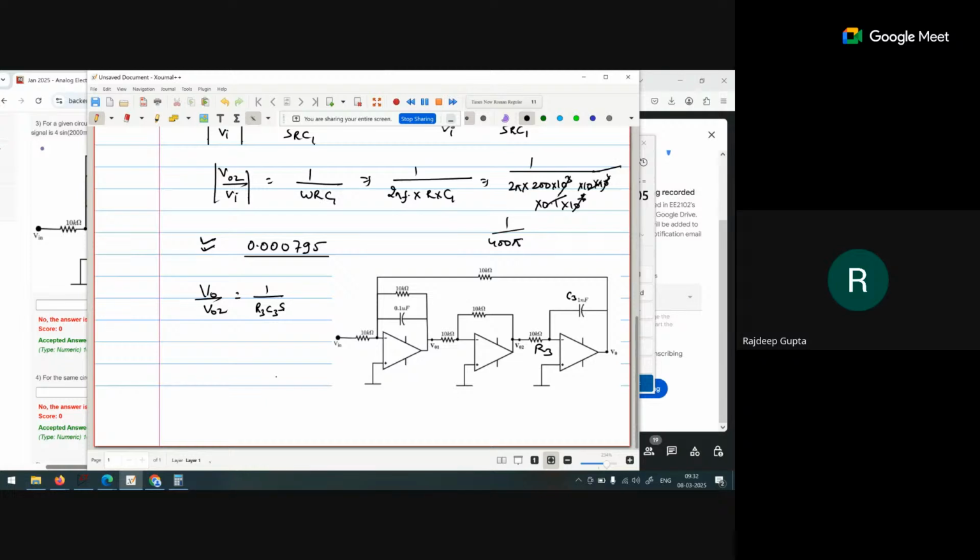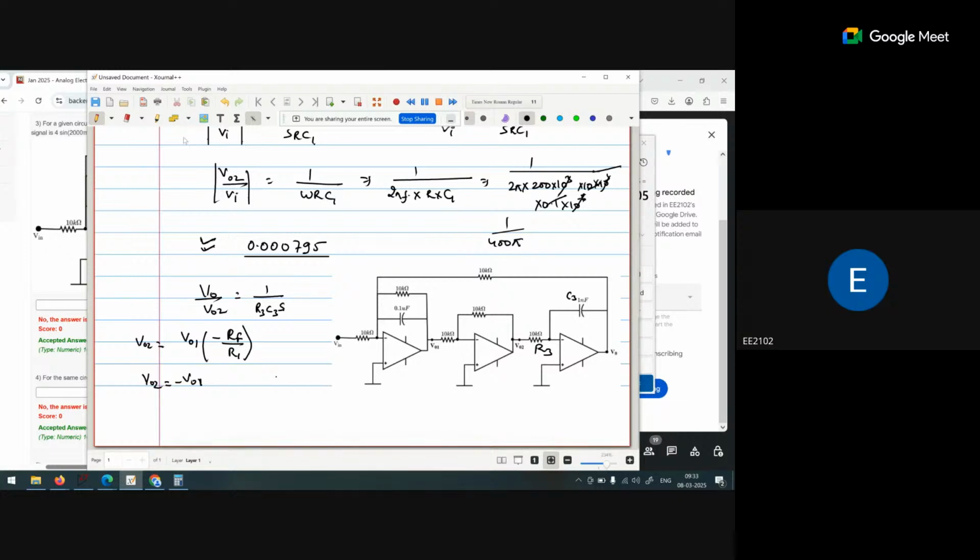Now, if we go with the second stage, so if my input is the V naught 1, output is the V naught 2, so basically it is minus V naught 2. V naught 2 is nothing but V naught 1 minus RF by R1. Simple, it is a non-inverting amplifier. And RF and R1 values are both equal, so we can say the V naught 2 is equal to the V naught 1.